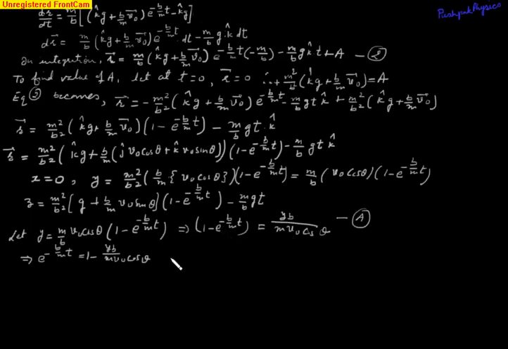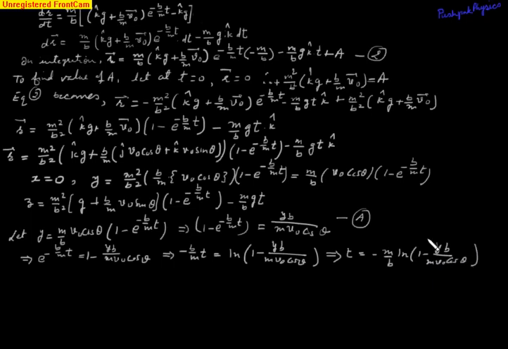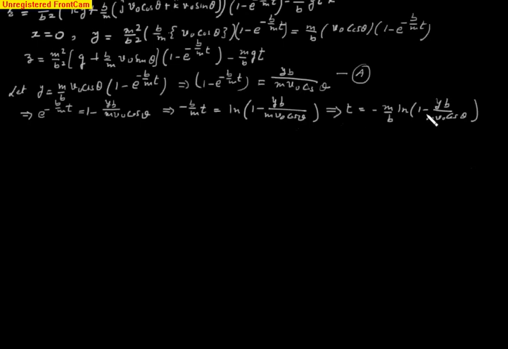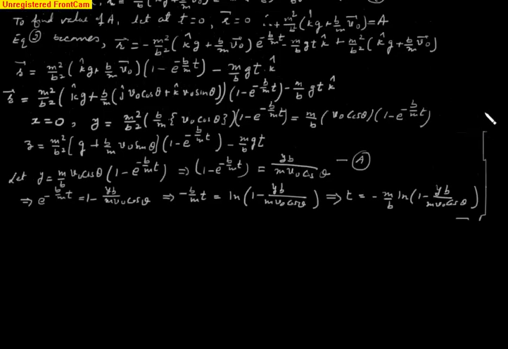Let us take the exponential to the right hand side. We get from here, I am left with only minus b over m into t equal to log of 1 minus yb over m v naught cos of theta, which further gives you the value of time t equal to minus m over b, it comes to the right hand side, then we have log of 1 minus yb over m v naught cos of theta. Let me mark this time component as part B.